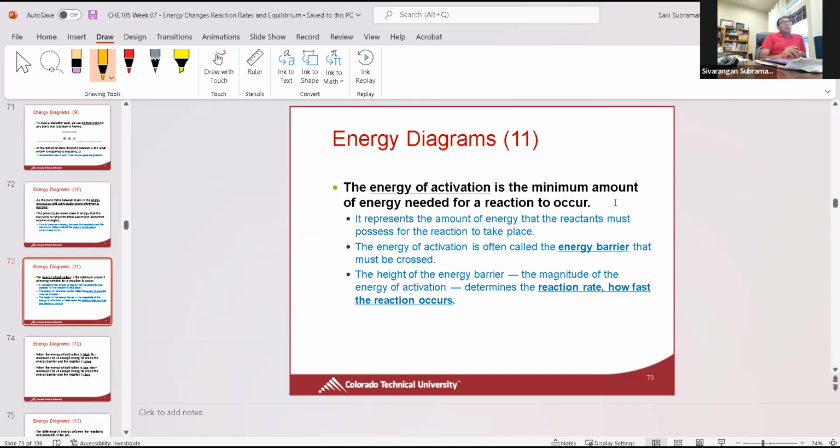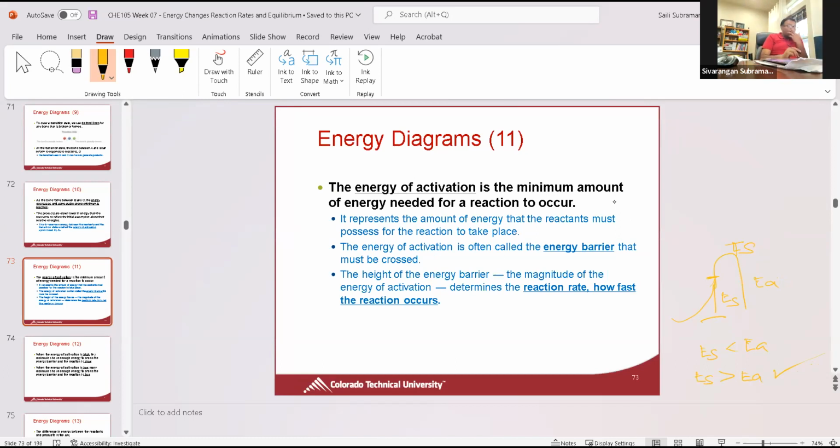The formal definition of energy of activation is the minimum amount of energy needed for a reaction to occur, because if you don't supply that minimum amount of energy, that reaction will not move forward. If this is your transition state, and you're only providing energy up to this point, whereas you need EA, the energy supplied is less than EA, and the reaction will not happen. If the energy supplied is greater than the energy of activation, the reaction will happen. So the energy of activation is also basically the energy barrier that must be crossed.